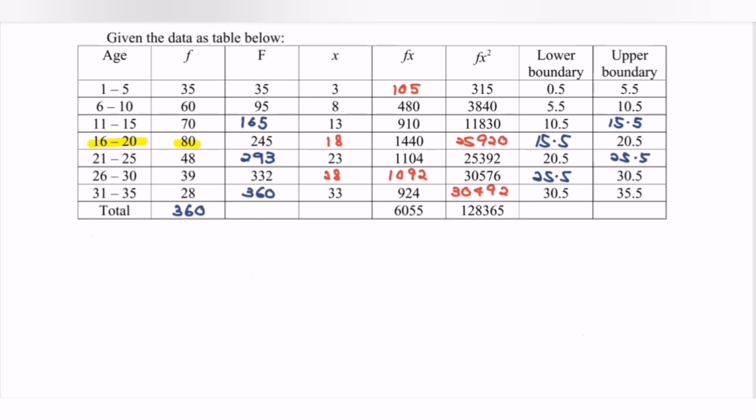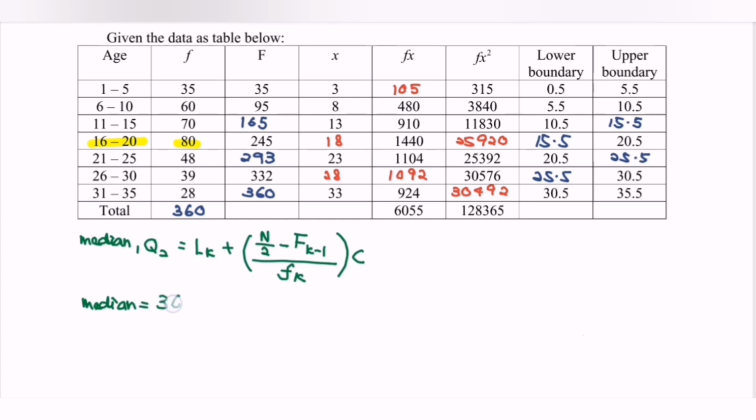Next, we are going to find the median. So kindly state the formula for the median. In here, the median can also be denoted as Q2. The formula would be L K plus, with the bracket, N over 2 minus the cumulative frequency of the previous class, over the frequency of the class, multiplied by the class size. First, we have to find the median class. How to find the median class? The median class is found from 360 over 2, so the median will be located at the 180th term.